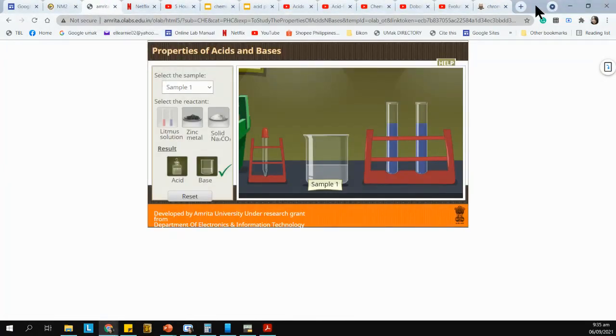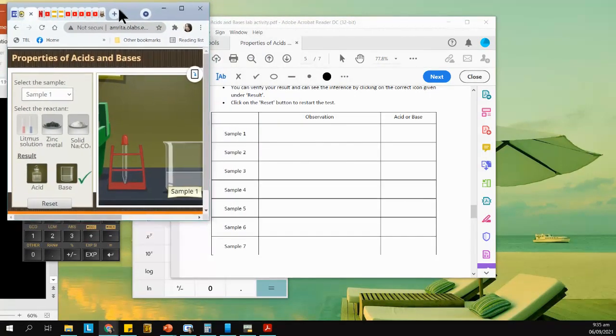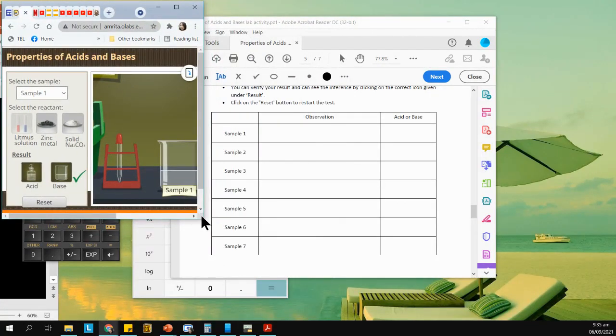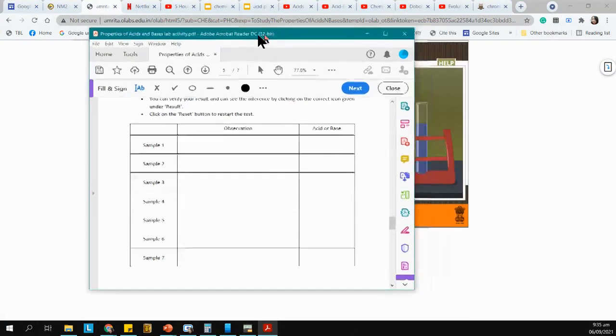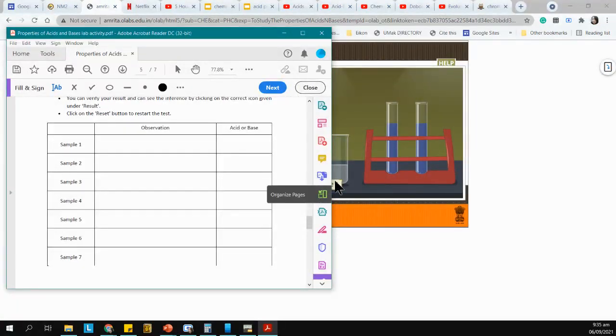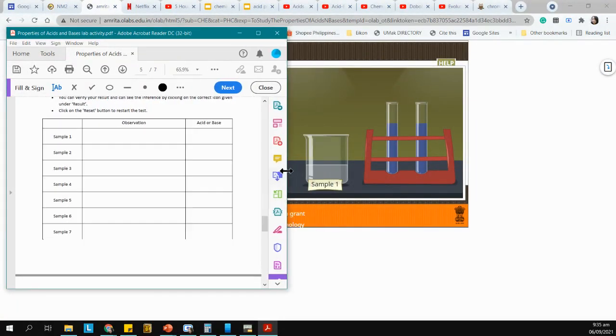So di ba dito, so if you're using your computer, you can actually use it like this para pareho nyo nakikita. Ayaw niya guys. Ewan ko ba. Anyway, so yan. So for this one, isulat nyo lang kung ano yung nakita ninyo.